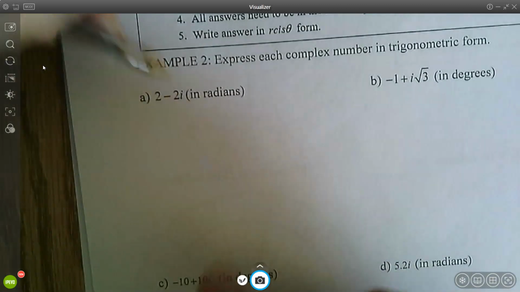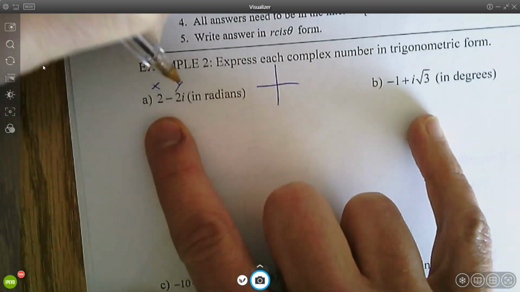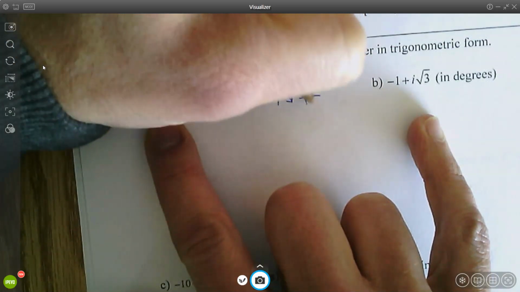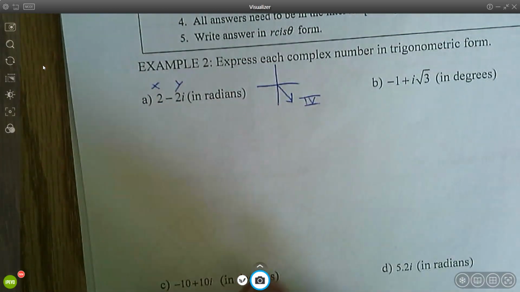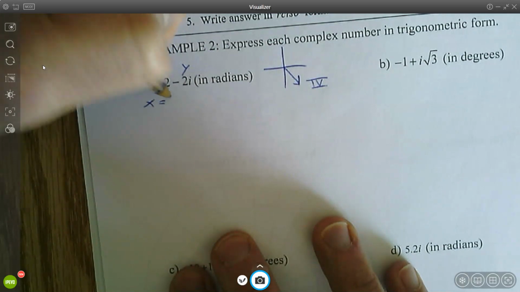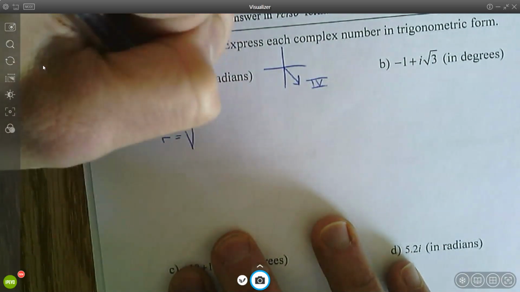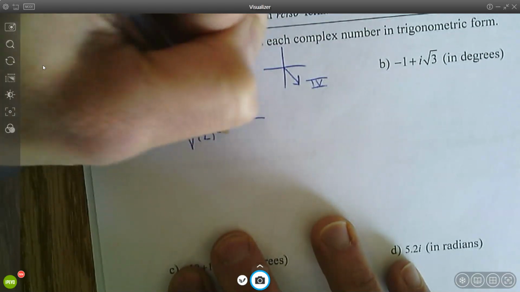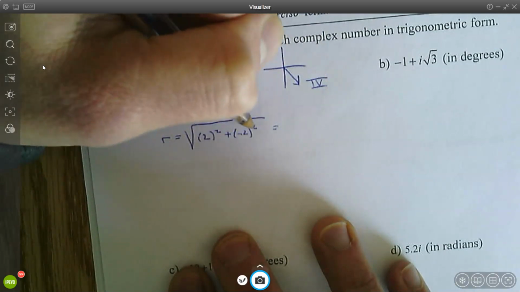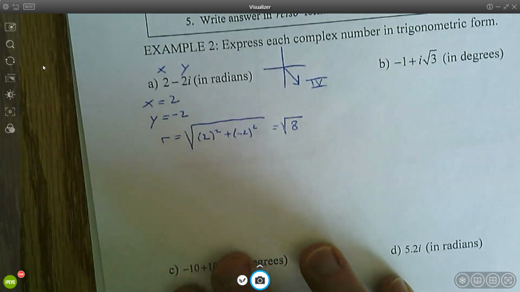So let's take a look at part A. 2 minus 2i. So x is positive, the y is negative, so positive, negative. This vector would be in quadrant 4. So in quadrant 4 we are, x is 2, y is negative 2, so plug in here. The radius is going to be 2 squared plus negative 2 squared, underneath the square root. I'd plug that in the calculator, you get 8. So r is the square root of 8.